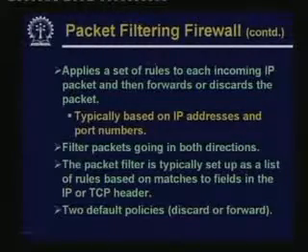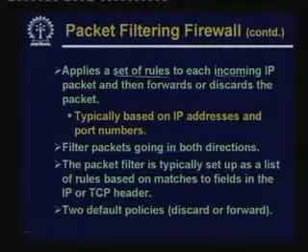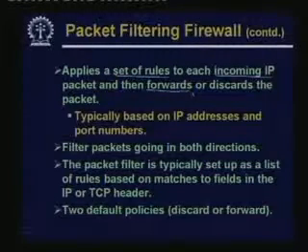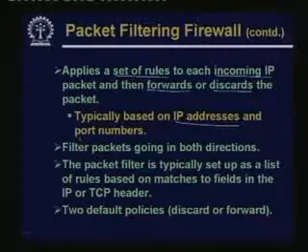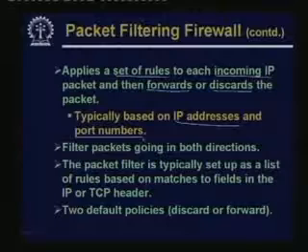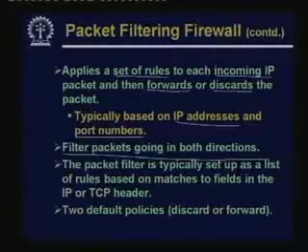So, as I said, in this method we are applying a set of rules to each incoming packet which enters the router, and depending on the rule we either forward it or discard it. As I said, these rules are typically based on IP addresses and port numbers. In general, they can also be based on some other field of the IP headers. Okay? And in general, such a filter can filter packets going in both directions, from internal to the outside or the reverse.